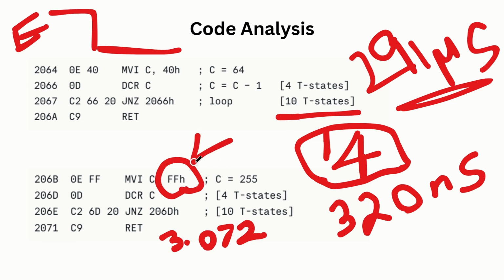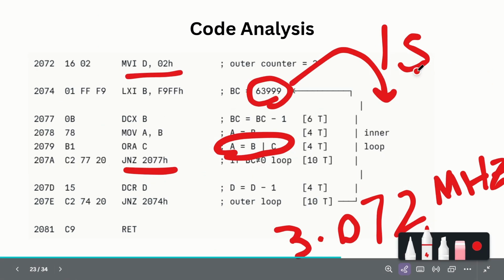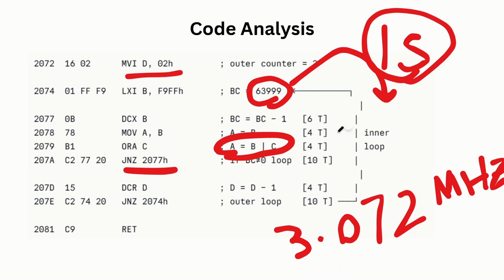And this is delay 2, which is a longer delay. The only difference is here we are using FFH instead of 40H, due to which this is a longer delay. So next is the delay for 1 second. In this, again, this is not much different from the last slide either, although this is a much longer delay. So this is a nested double loop delay. You can see the inner loop has addresses from 2077H to 207AH.